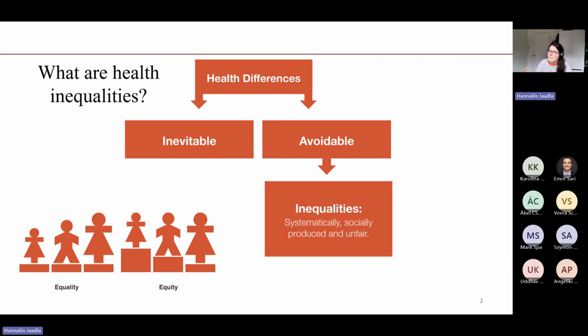You can think of this diagram as showing health differences. We can think of some of them as inevitable, something that we can't do anything about. But the moment we think that there's some avoidability or preventability, they are socially produced inequalities, and there's this notion of unfairness about them. I think it's important to make a distinction between equality and equity. This diagram shows that equality means everybody has the same opportunities, whereas equity has a slightly different meaning: individuals are given different types of support so that they have opportunities to succeed to a similar level.